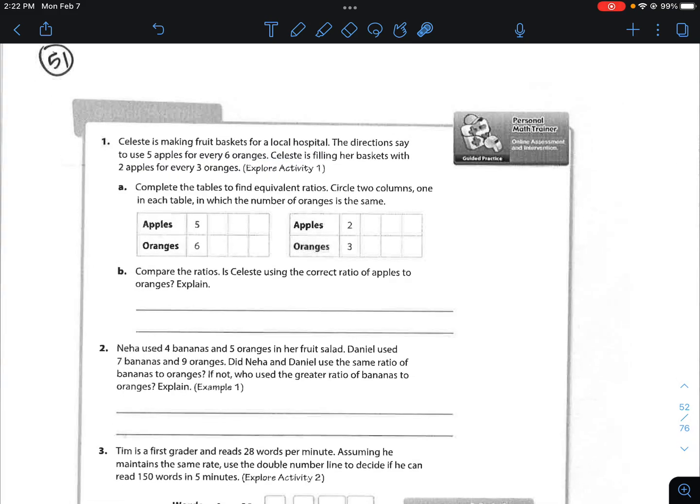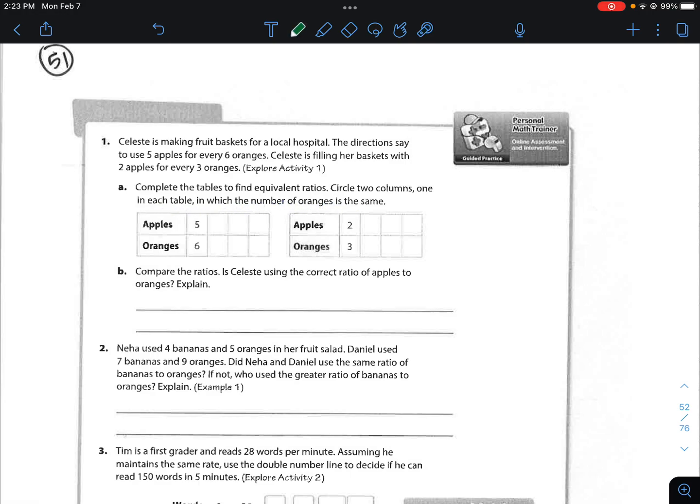So, for example, Celeste is making fruit baskets for a local hospital. The directions say to use 5 apples for every 6 oranges. And Celeste is filling her baskets with 2 apples for every 3 oranges. So complete the tables to find the equivalent ratios. Circle 2 columns, one in each table, in which the number of oranges is the same.